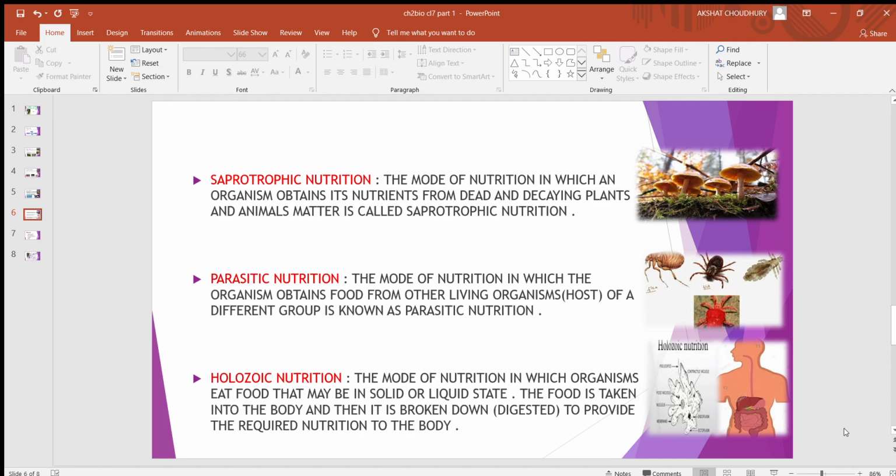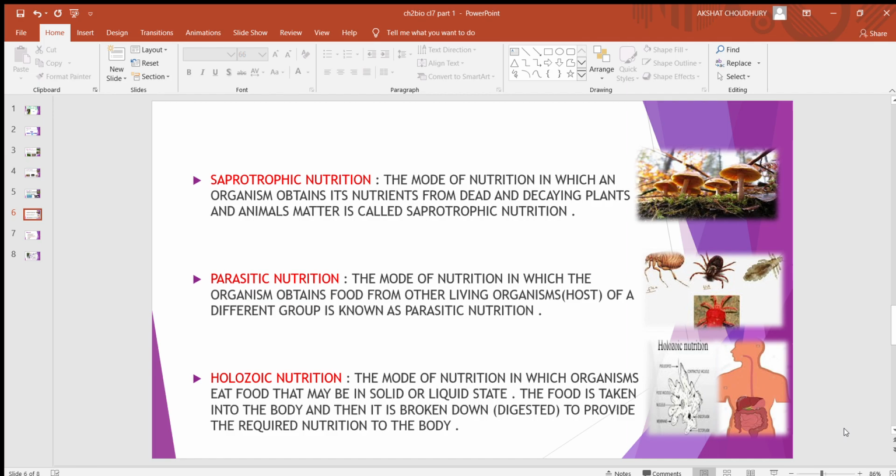Now in detail we will know about this. First, saprotrophic nutrition. The mode of nutrition in which an organism obtains its nutrients from dead and decaying plants and animal matter is called saprotrophic nutrition. Here we can see that mushroom, a fungus, grows on dead and decaying matter.